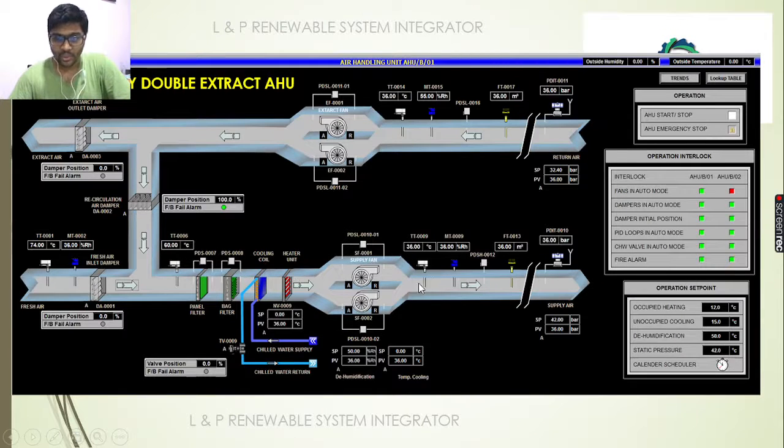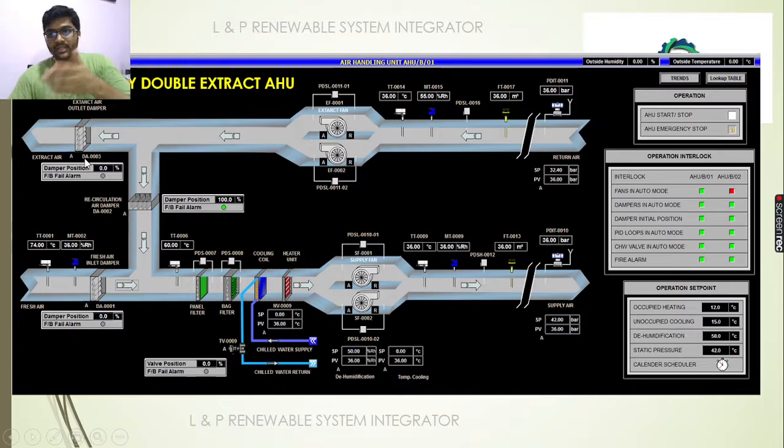To monitor the supply line temperature, we have a temperature sensor, and a humidity sensor. To monitor the flow, we have flow transmitters, and in the return line to monitor the flow, we also have flow transmitters. To monitor the humidity we have humidity sensors and temperature sensors. Also to monitor the fresh air, we have temperature sensors and humidity sensors. These are the dampers, the graphical representation of the various dampers.